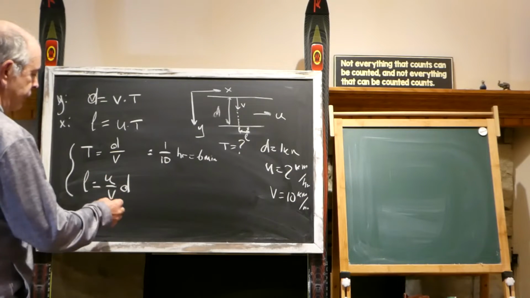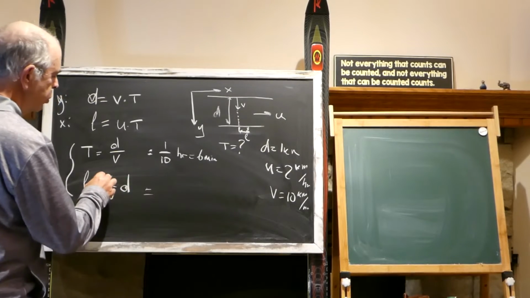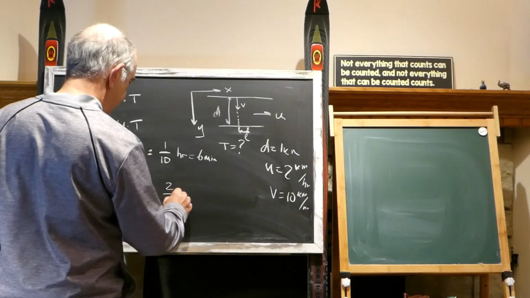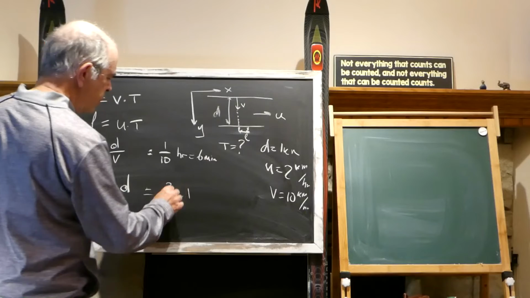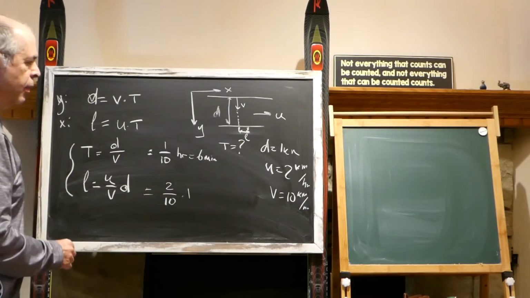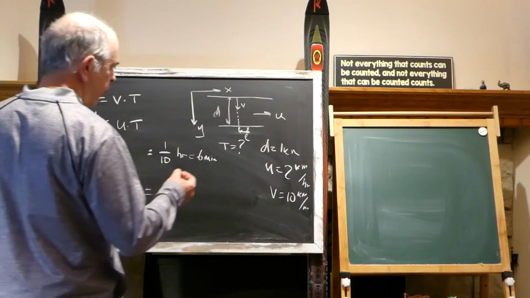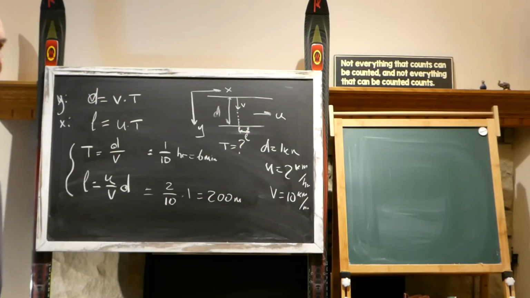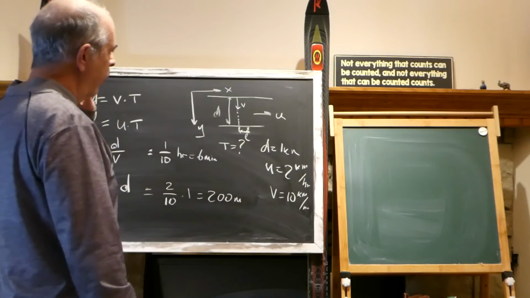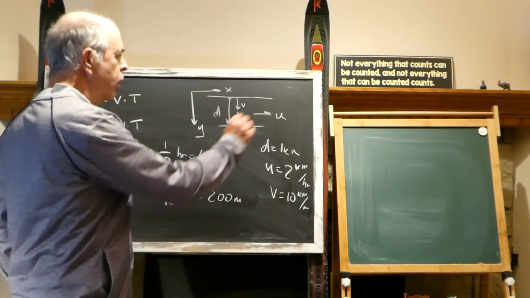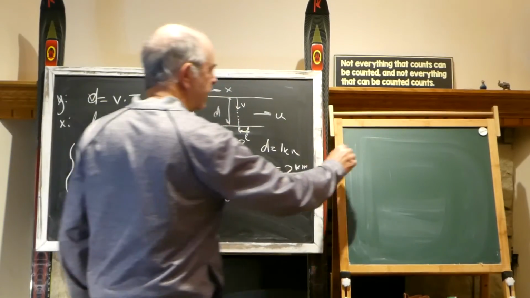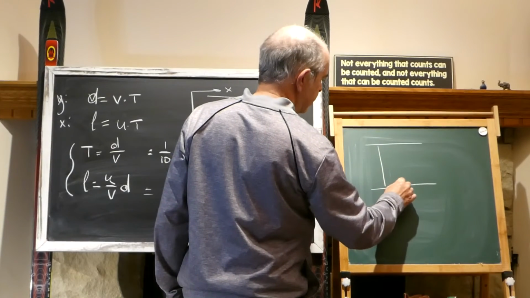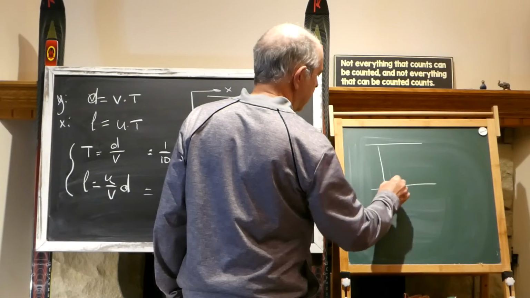And of course, L. L is, and you see how I wrote it, u over v times d. So it's 2 divided by 10, and d is 1. So it's 1/5 of d. 1/5 of 1 kilometer would be 200 meters. So it's quite a significant drift, because we drifted 200 meters when we're crossing 1 kilometer. So if I would draw it somewhat to scale, this would be this, and this would be roughly 1/5. Okay?